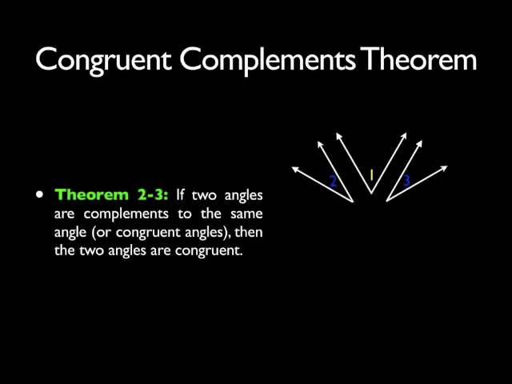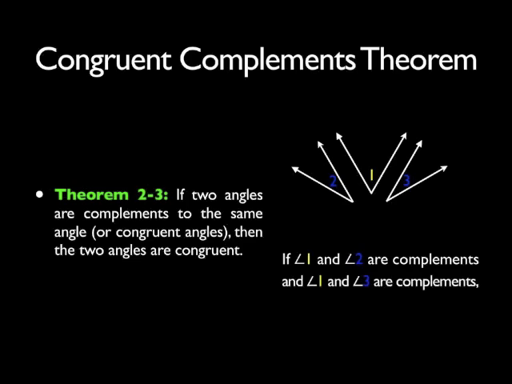So let's look at it as figures. You will notice angles 1, 2, and 3 here. So if angle 1 and angle 2 are complements, and angle 1 and 3 are also complements, then angle 2 and angle 3 must be congruent.